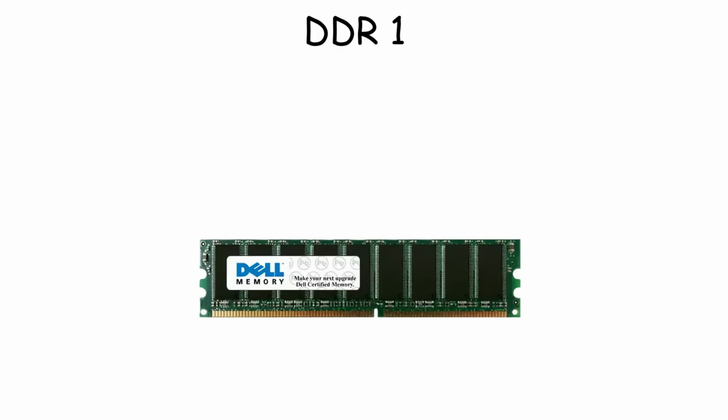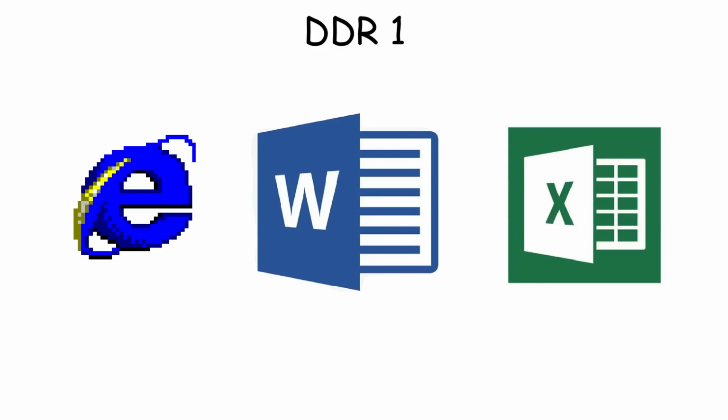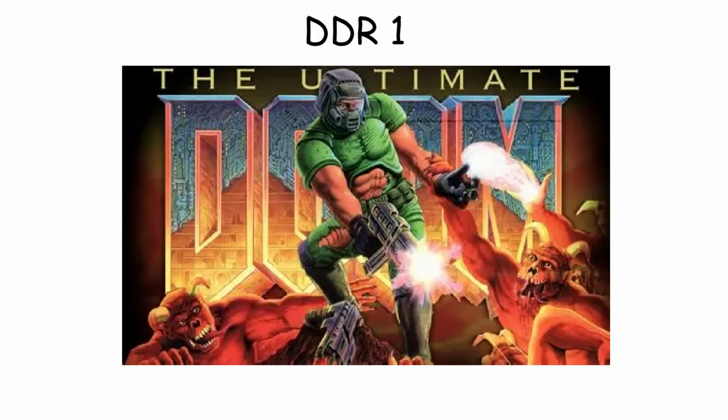In terms of speed, it runs up to 400 megahertz with a capacity up to 1 gigabyte, which was enough for browsing the internet, doing office work, and playing light games such as Doom.